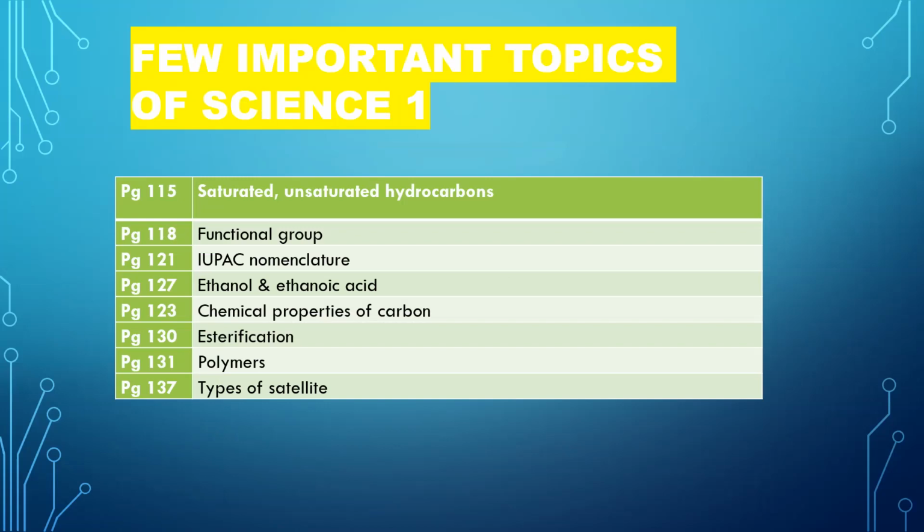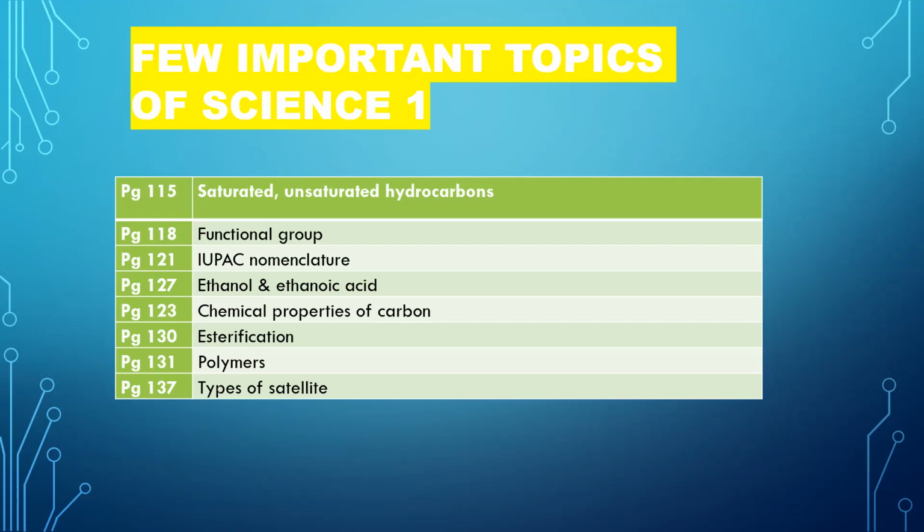Page number 121, IUPAC nomenclature. See, today only ethene, ethane, ethyne, they have asked you, right? So just understand this, learn this IUPAC nomenclature. Page number 127, ethanol and ethanoic acids. Page number 123, chemical properties of carbon. Page number 130, esterification. Always it comes.